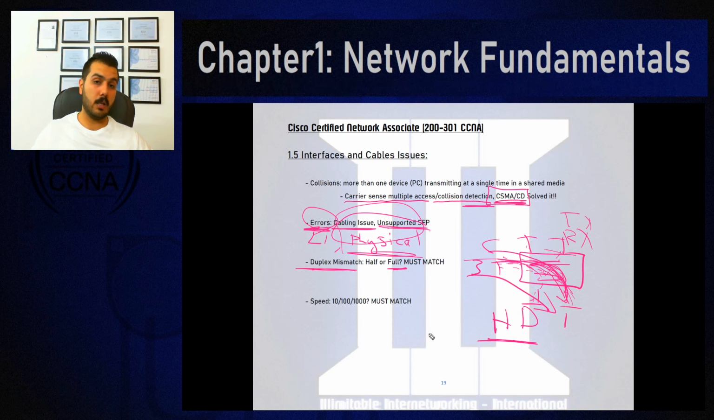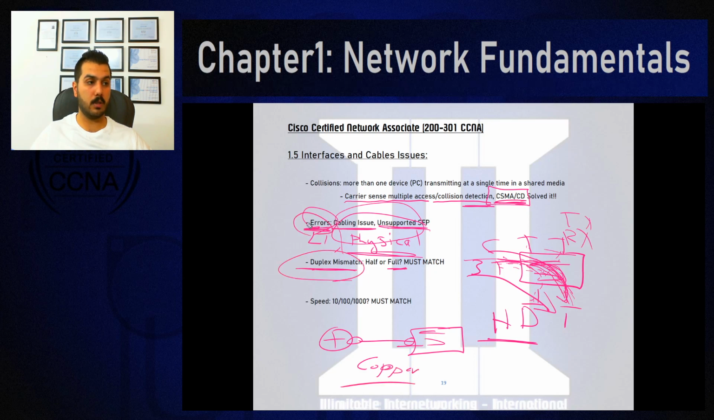Duplex mismatch is like you have connected this switch to this router using a certain cable. What you have configured, this is only for copper. This problem is common with copper, just like errors and collisions. With the arrival of light technology, a lot of things have been solved. You must match. If this port of the router was configured for full duplex, you must make sure that this port is also configured for full duplex, so that these two ports can communicate or talk to each other.